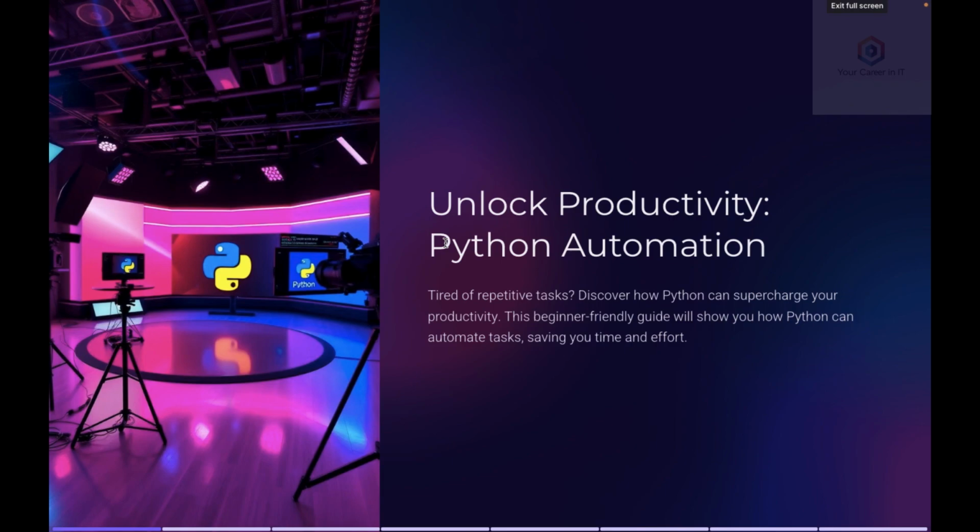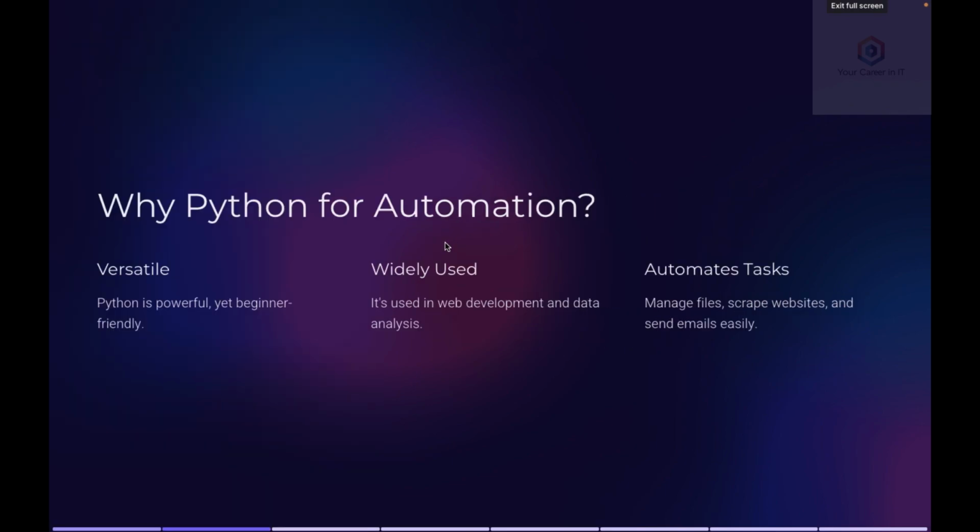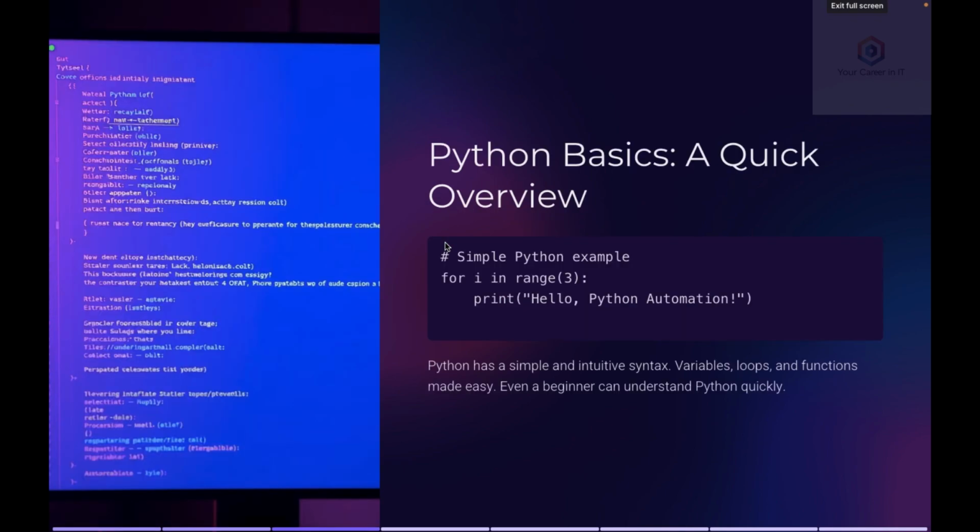Okay, so why Python for automation? Python is an incredibly powerful yet beginner friendly programming language. It's widely used for web development, data analysis, artificial intelligence, and of course for automation as well. Whether it's managing files, scraping websites, sending emails, or automating reports, Python makes it all possible with just a few lines of code. Before we dive into automation, let's quickly go over some Python basics.